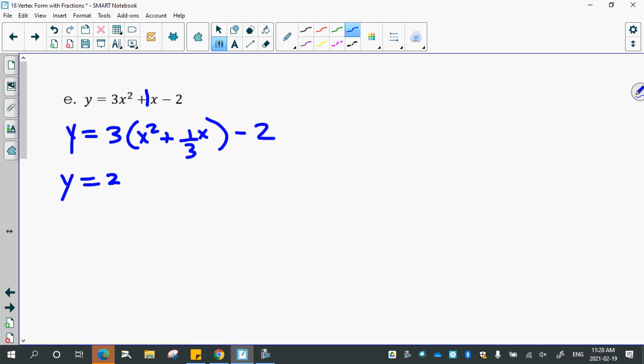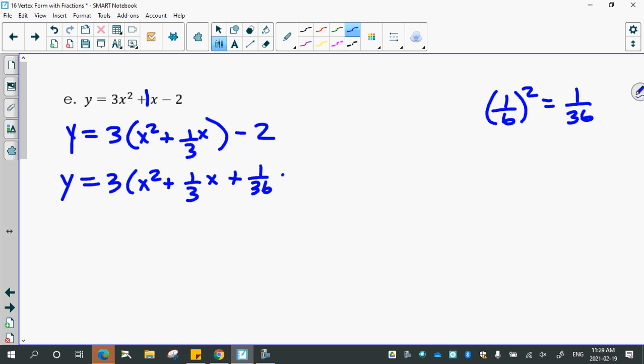And then once people had that, I was super impressed with how many people knew that half of a third was a sixth, and they were squaring a sixth to get what to add and subtract. And I didn't see anybody with a 2 on top, which is a common error. 1 squared is 1, not 2, okay? I didn't see anyone do that, so that's really good. So plus a 36, minus a 36, close your bracket, subtract 2. Should have been your next. Okay?